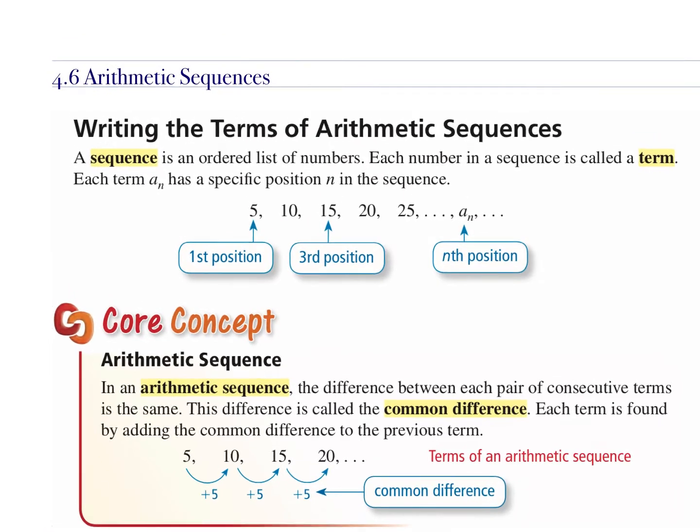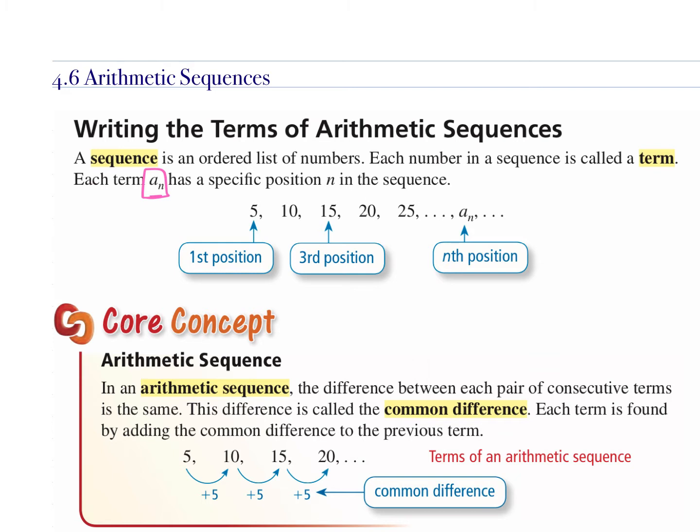All right, so we're going to be writing the terms of an arithmetic sequence. A sequence is an ordered list of numbers. Each number in a sequence is called a term. We can label that term with this symbol, a subscript, so a sub n, and it has a specific position n in the sequence.